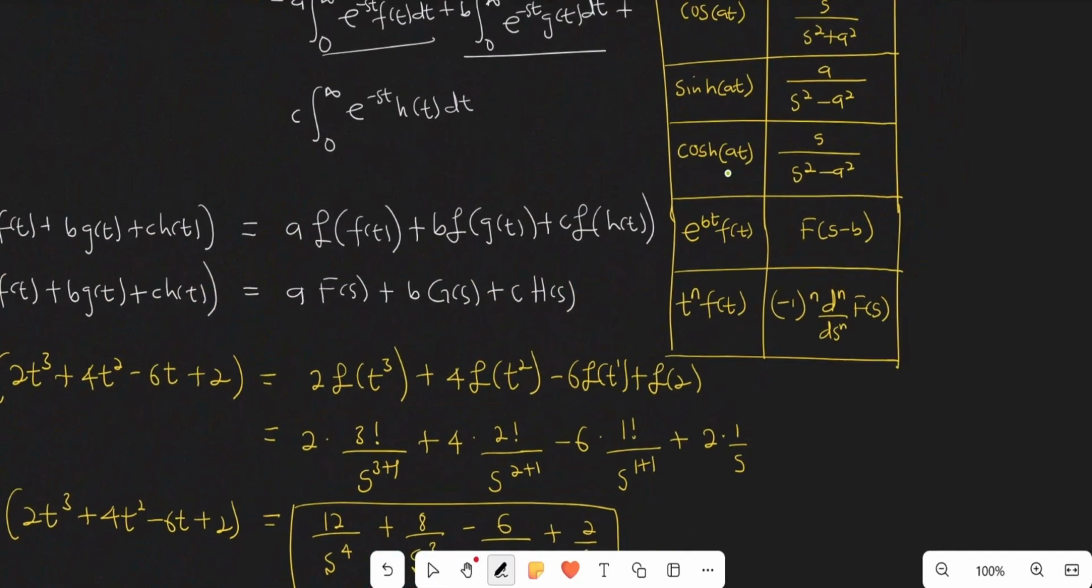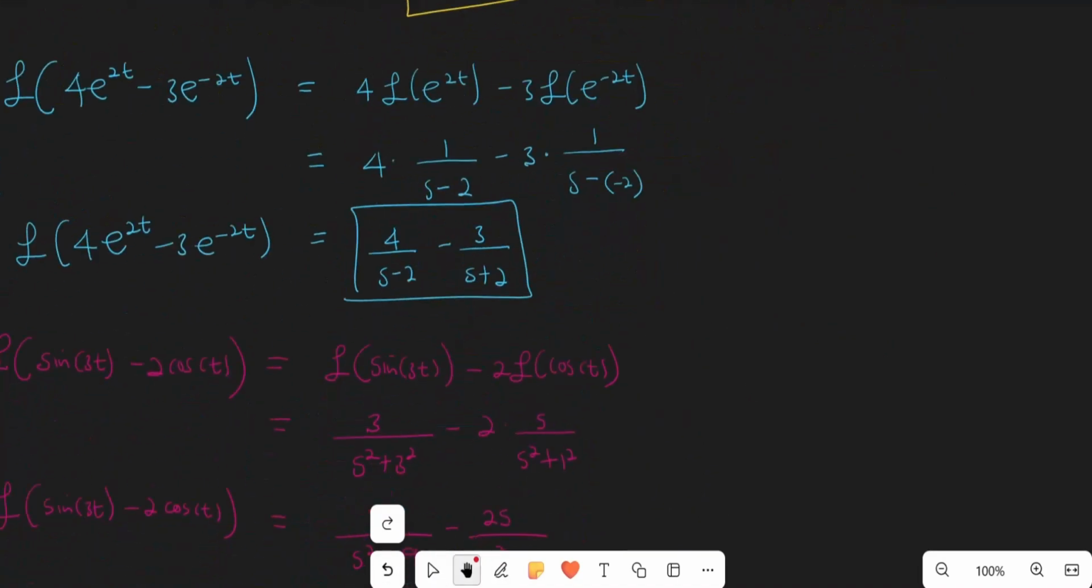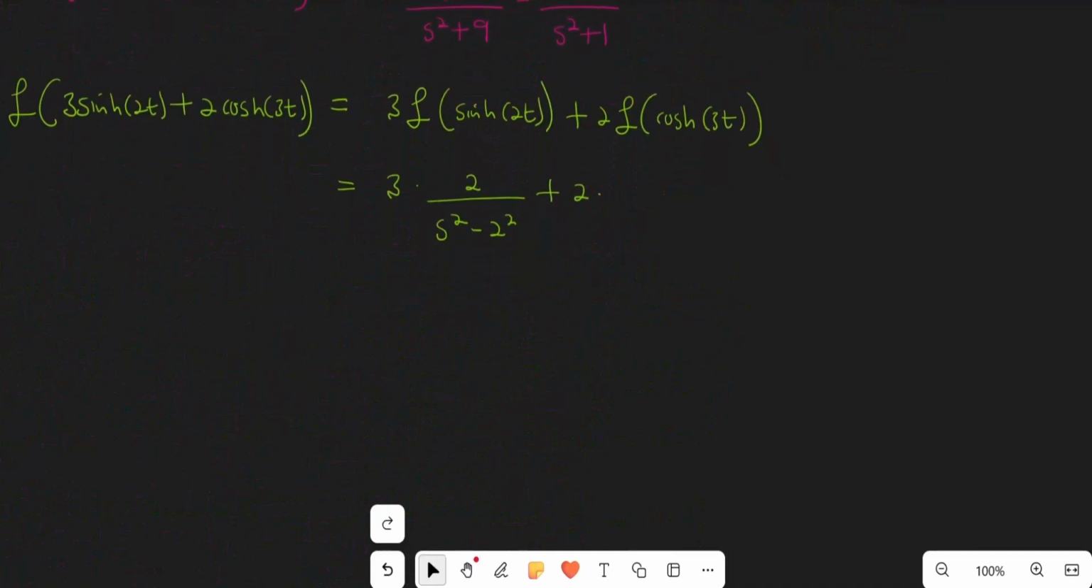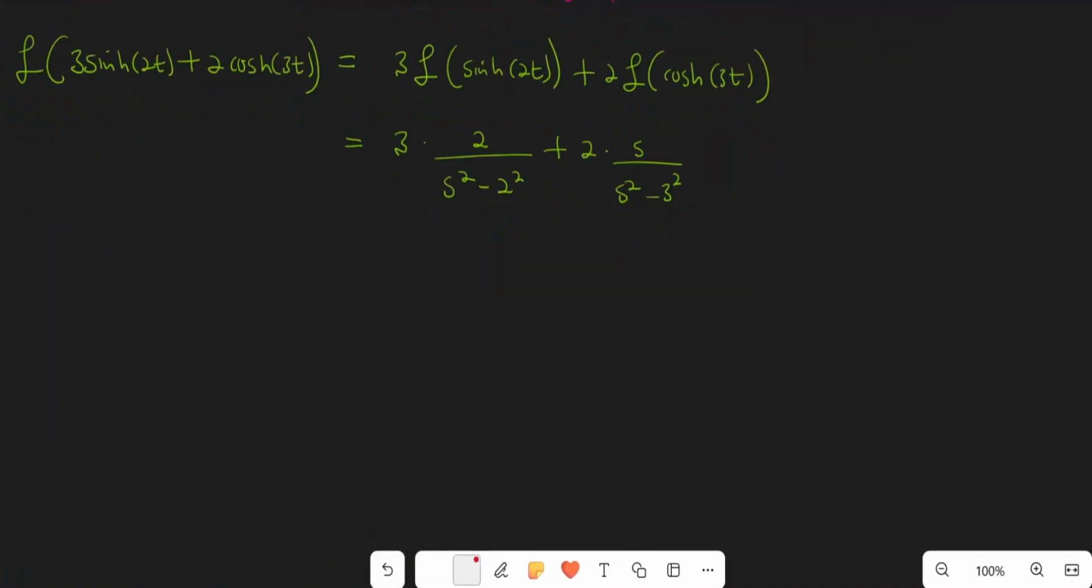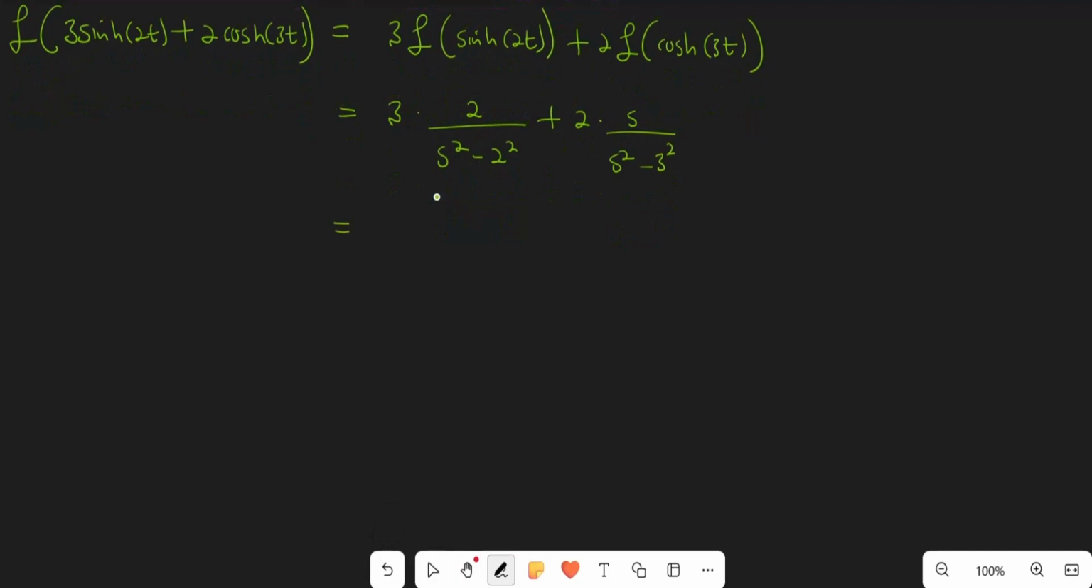Cosine hyperbolic of at is s divided by s squared minus a squared. And this one is going to be s divided by s squared minus a squared. A in this case is 3, so this is going to be 3 squared. Cool. So this one is going to be 3 times 2 is 6 divided by s squared minus 4, plus 2 times s is 2s divided by s squared minus 3 squared, which is 9. And this one is the answer to our problem.